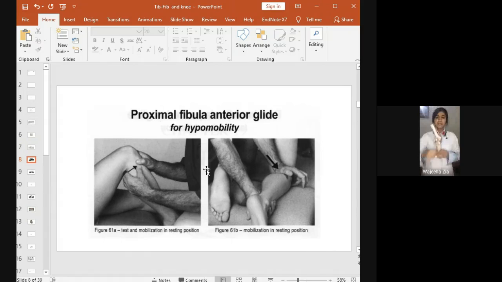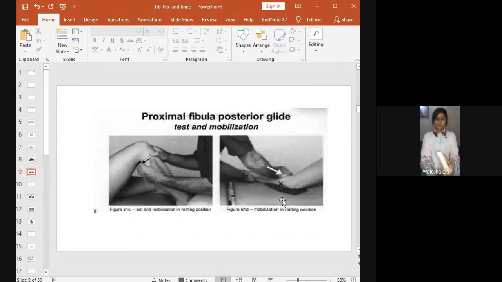It can also be applied in the kneeling position, like in the second diagram. Now the whole tibia is stabilized, and the therapist is applying anterior glide at the head of fibula. This one is the posterior glide. For this, the knee is in semi-flexed position, and the therapist is sitting on the foot for the fixation, and with the thumb he is applying this posterior glide. And in the next diagram, you can see again the tibia is stabilized with the help of the towel, and with the hand, the therapist is applying the posterior glide.